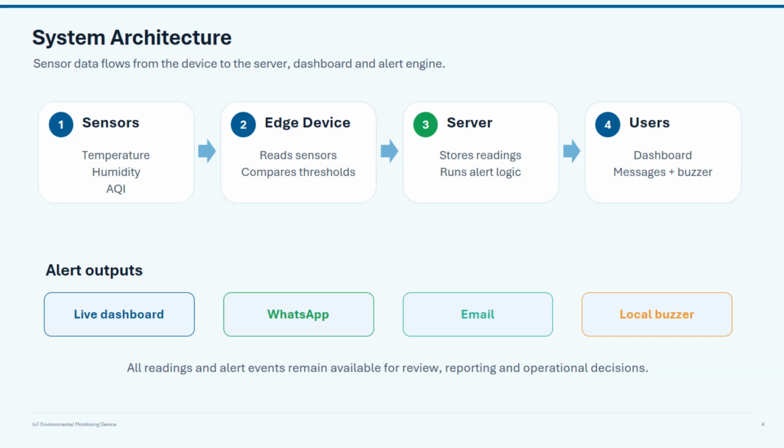Sensors collect temperature, humidity, and AQI data. The edge device checks thresholds and uploads readings to a server. Users access live dashboards and receive alerts through WhatsApp, email, and a local buzzer.